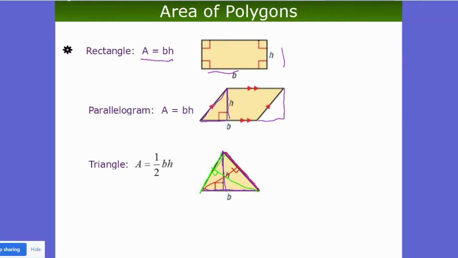I'm going to get rid of some of this because it's kind of confusing. It's 1/2 base times height because if you were to make a clone of this triangle here and then put it over here, you get a parallelogram, which is base times height, but I really only want half of it for a triangle. So that's why it's 1/2 base times height.